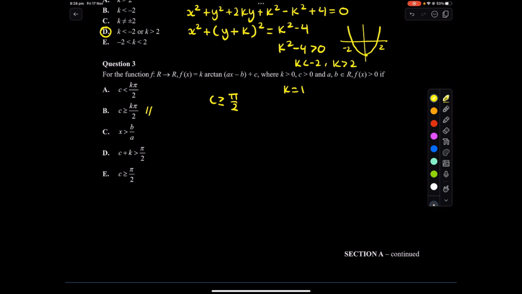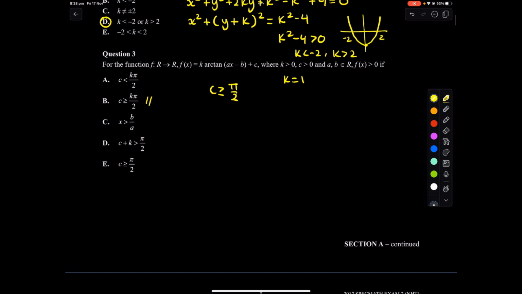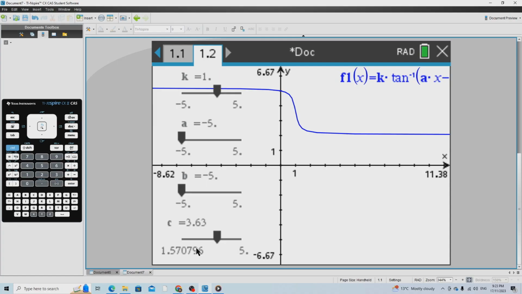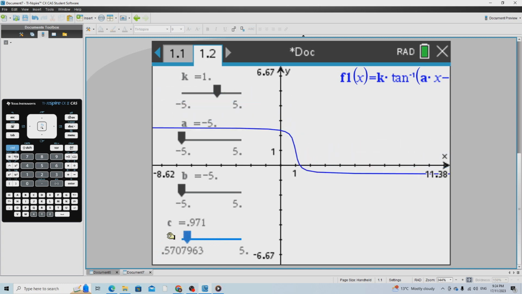C plus k is greater than 2. So, okay. We took k as 1. So it's just saying, rewriting this one, c is greater than pi over 2 minus 1, in other words. So let's try to check that too. For example, if I take this over here, pi over 2 minus 1. And let's try to check that. So c is greater than that value, so no. We are still getting f of x is less than 0, so that's rubbish.